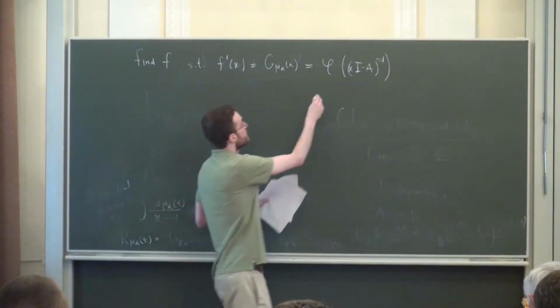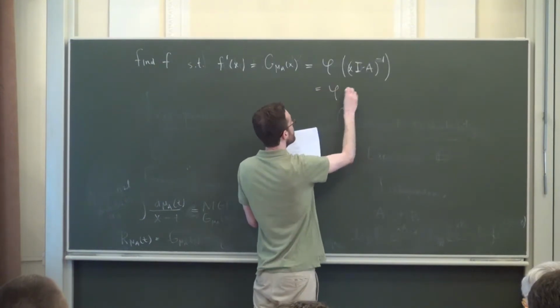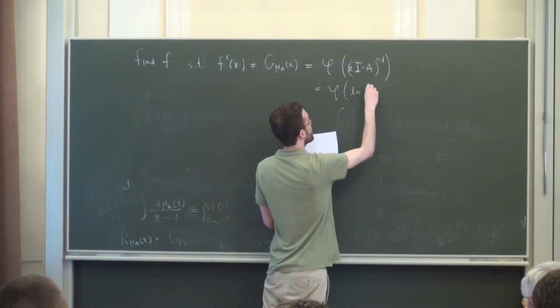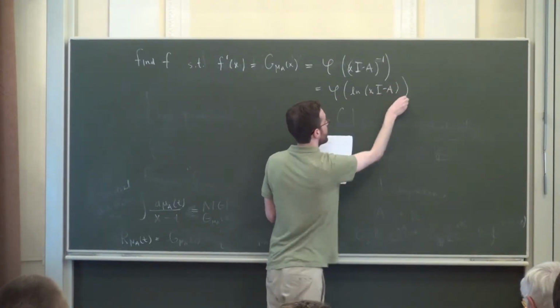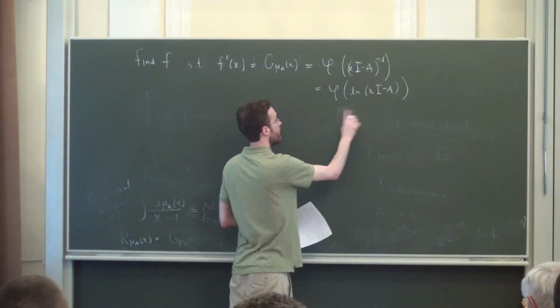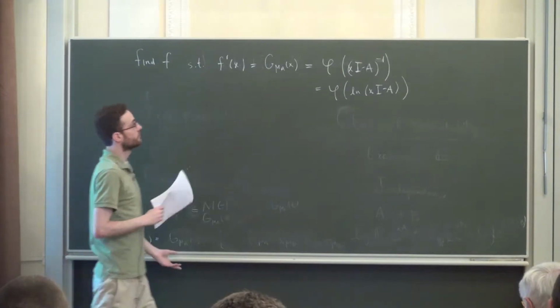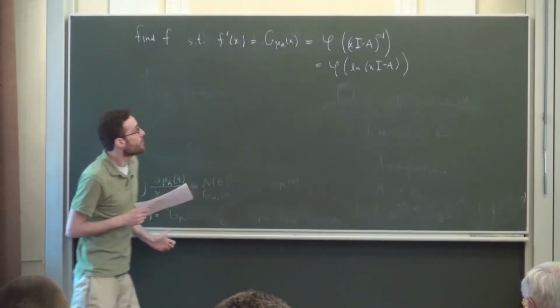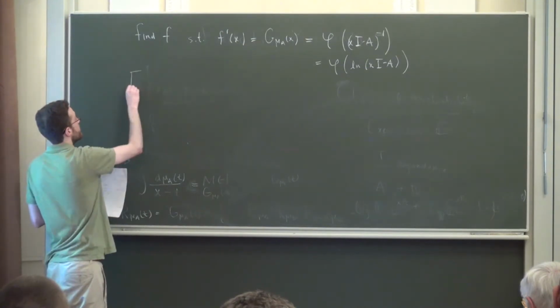And when you integrate this, you get that this is phi of the natural log of xi minus a. And this is also a well-studied operator, which is related to what's called the Fuglede-Kadison determinant.